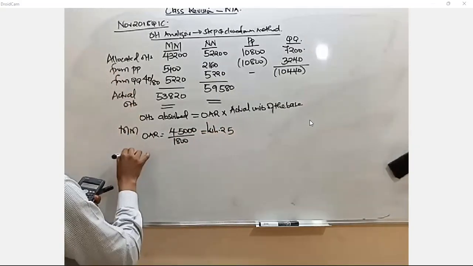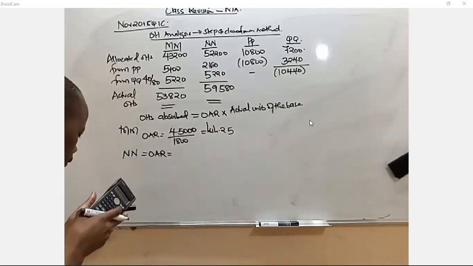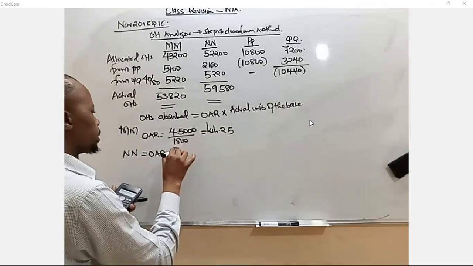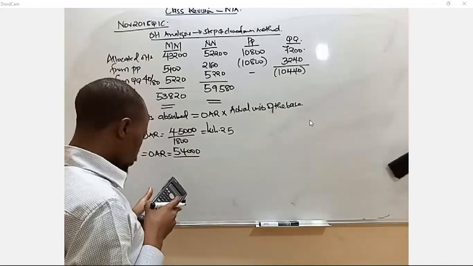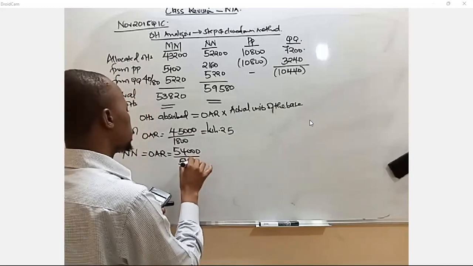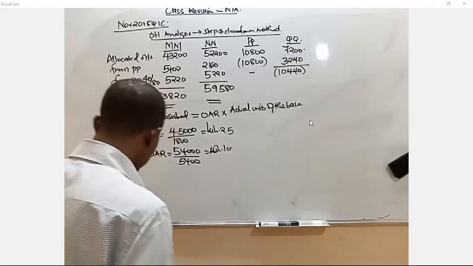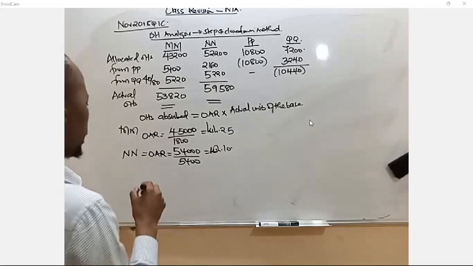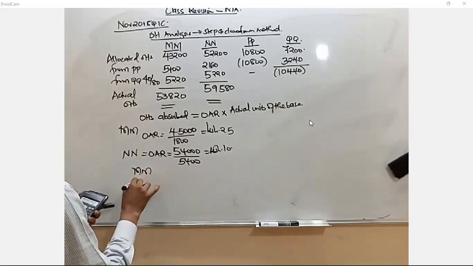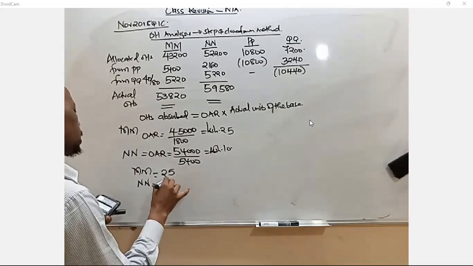Then for NN, you do the same. The OAR, where the total budgeted on that side will be 54,000. We divide it by 5,400, getting Kenya shillings 10. So in this case, to get the overhead absorbed for MM and NN, we are going to be taking 25 here, and here we have 10.